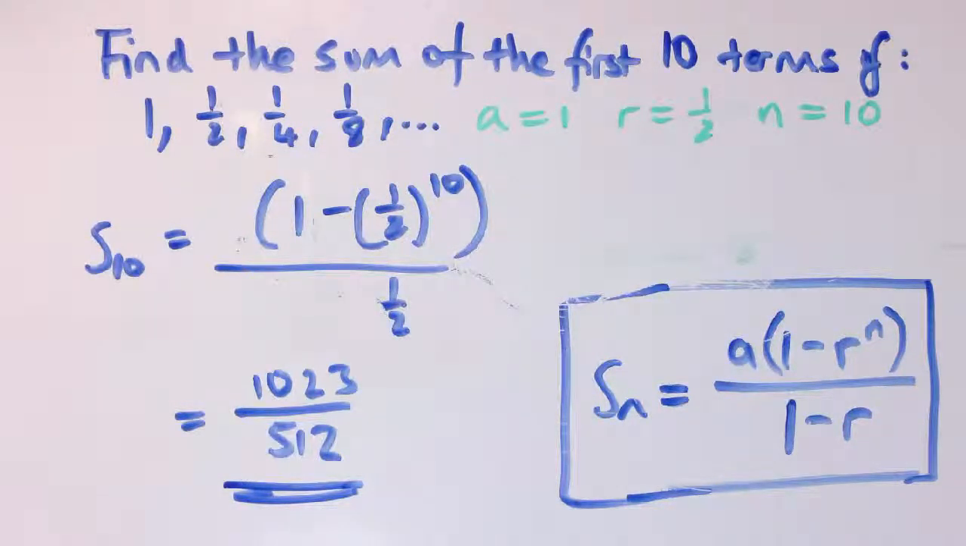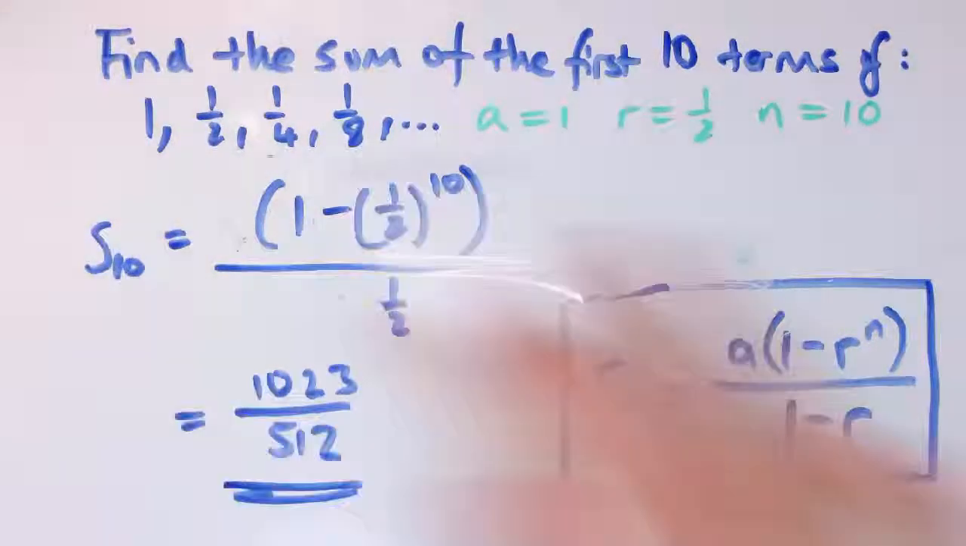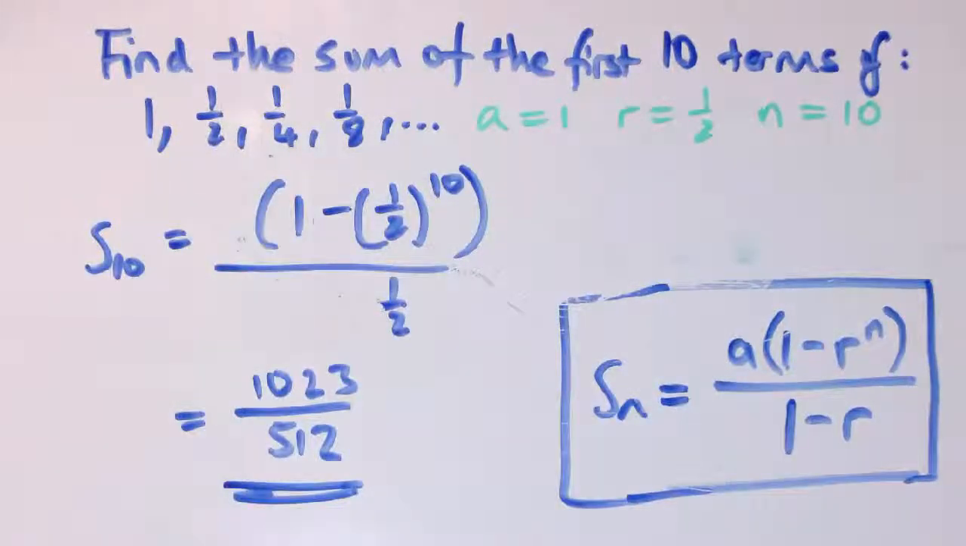In another video we'll look at how to sum an infinite geometric progression. In a case like this, if we kept going on forever, we would get to 2. But for now, that's the formula for the sum of a finite number of terms in a geometric progression.